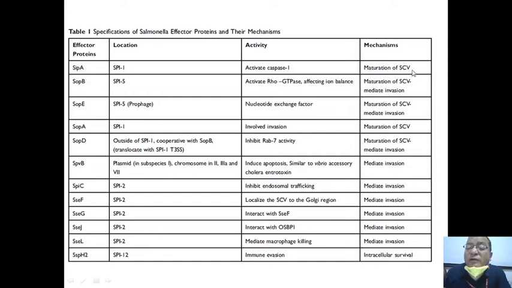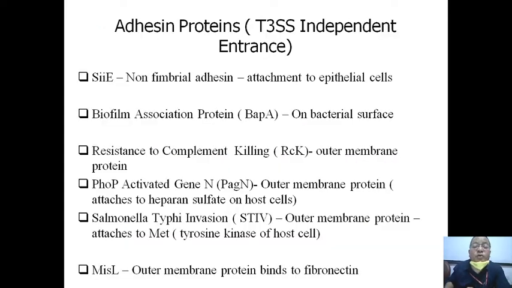They will cause maturation of the Salmonella containing vacuoles. They will help invade inside the epithelial cell. They will help the intracellular survival of the organism. So this pathogenicity island produces a large number of different effector molecules that help it to survive inside the epithelial cell. So what are the different properties encoded by this pathogenicity island?